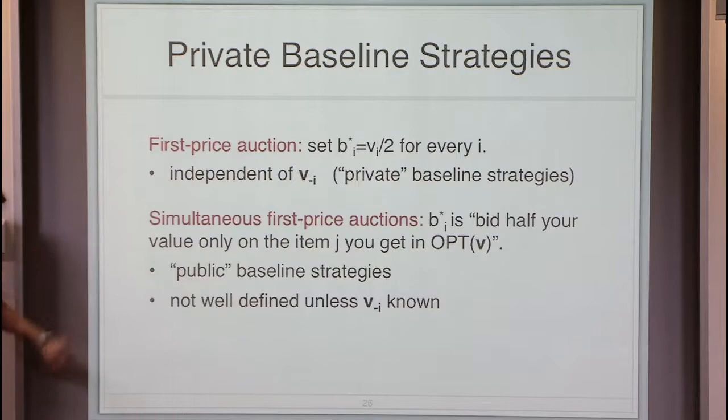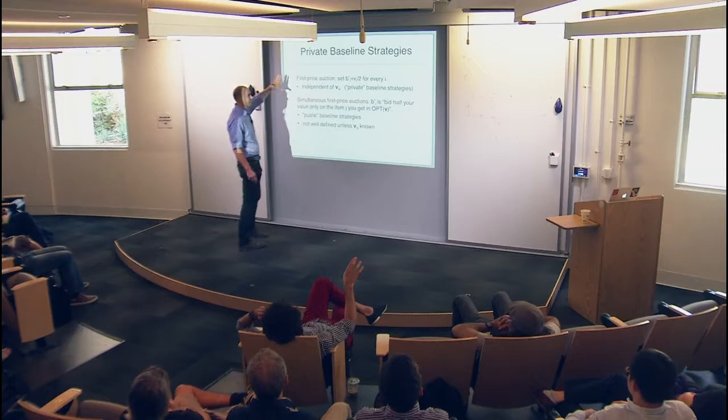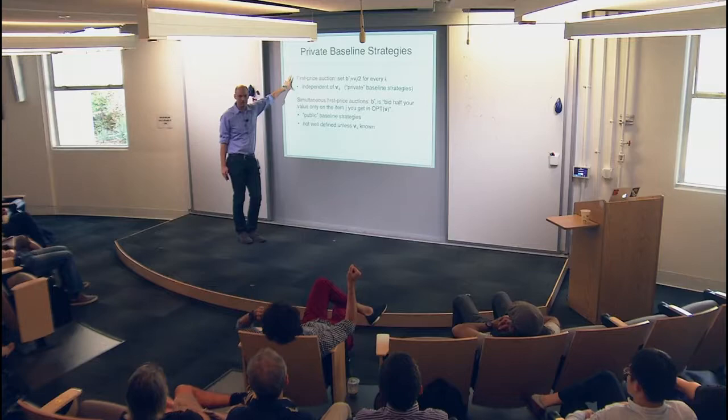So in the single item auction, you didn't care about private versus public. I didn't make these definitions at that point. It's not relevant for the extension theory. Well, you always would prefer private baseline strategies, and it just so happened that in first price auctions you could get them. But I think your extension theory was general for any auction that's smooth.